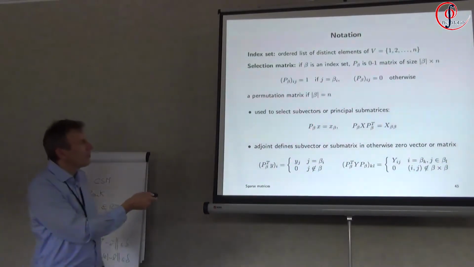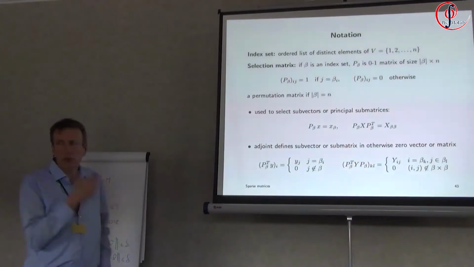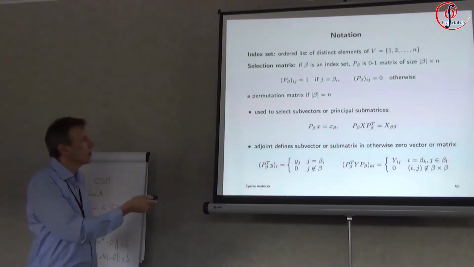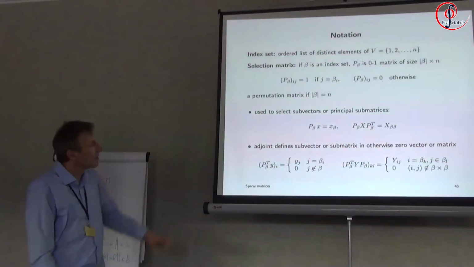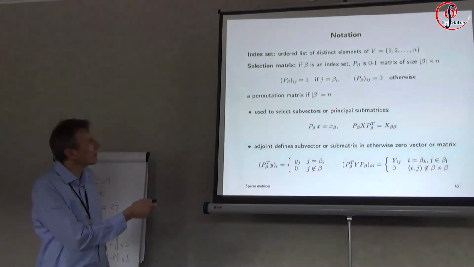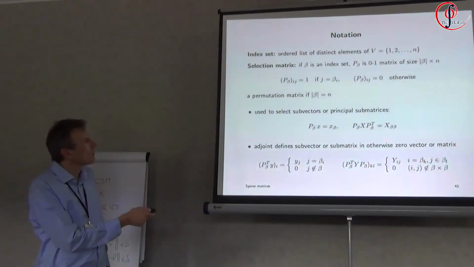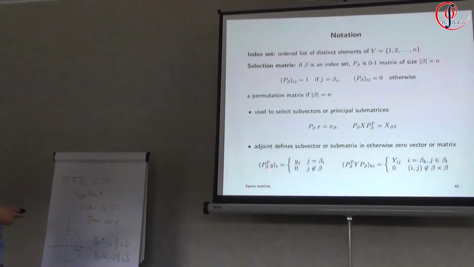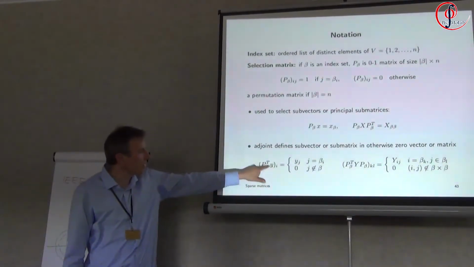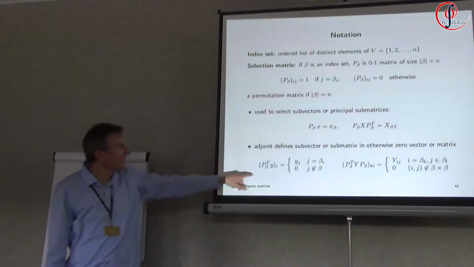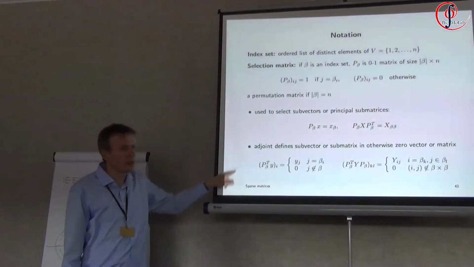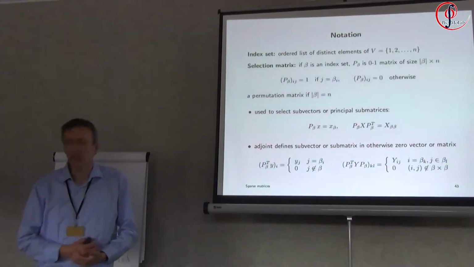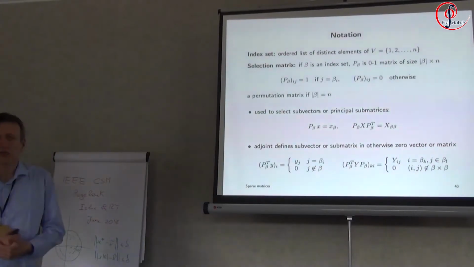So the matrix notation with P beta is useful because the adjoint of this operation is often needed, and we don't have other notation for doing this. If beta is an index set of a certain length, say k, and you take a vector y of length k, then the adjoint operation will copy this vector y to a vector of length n by copying the elements of y into the correct positions. So it's the opposite of extracting a subvector.